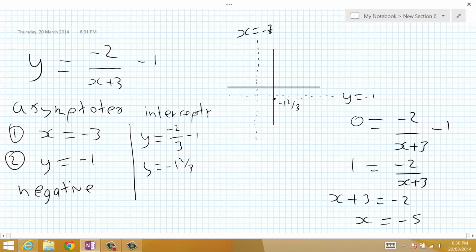So that's -1 and 2/3. We've also got it cutting at x equals -5, 1, 2, 3, 4, 5, so roughly there. So we have our two curves of the hyperbola coming something like that, and something like that, and there is our sketch.